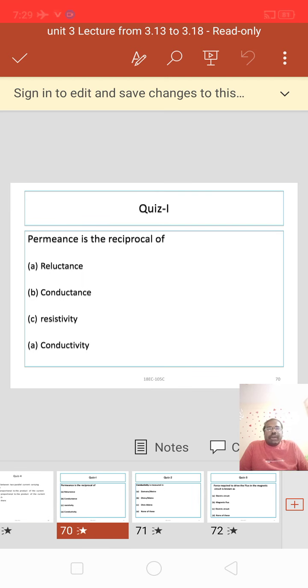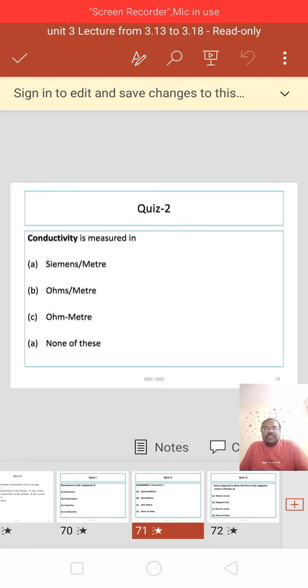Next, permeance is the reciprocal of: A, reluctance; B, conductance; C, resistivity; D, conductivity. Permeance is the reciprocal of reluctance. A is the right answer. Conductivity is measured in: A, Siemens per meter; B, ohms per meter; C, ohm meter; D, none of this. Conductivity is measured in Siemens per meter, that is A.